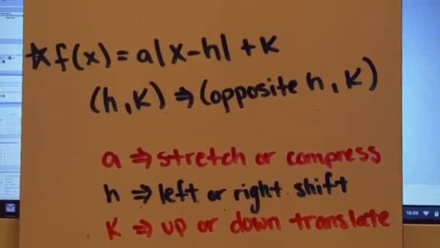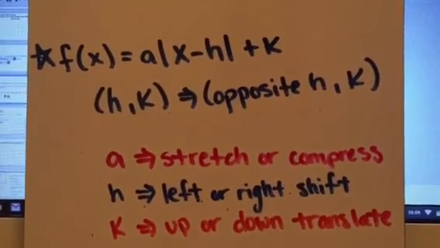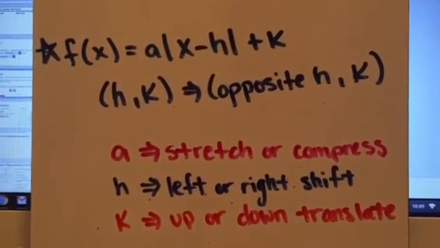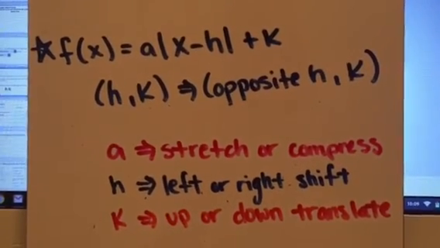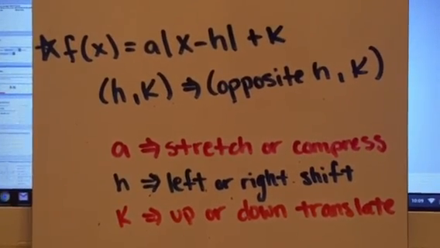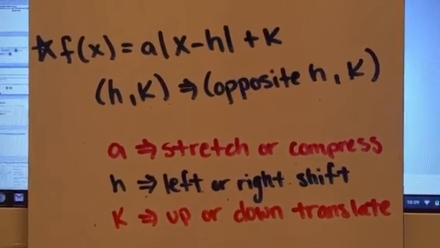If you still have no idea how to identify the vertex based off of this video, I have attached a couple other videos on here as well. But if those do not help you, I highly suggest you do a YouTube search and look up how to identify the vertex in an absolute value function, and that should help you. Okay?